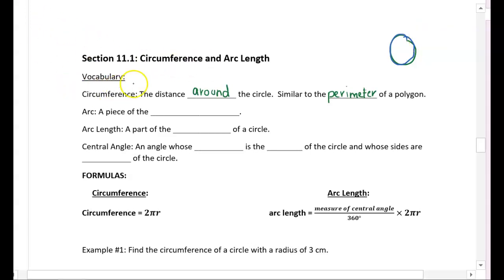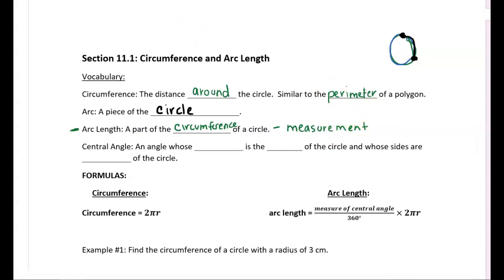Now, an arc is just a piece of the circle. Say we don't want the entire circumference, we just want from here to here. This would be an arc. And the length of that arc, so if we wanted the length from here to here, that's what we would call the arc length. So this is a part of the circle, so a part of the circumference of the circle, I guess. And I want to add that it is a measurement. So it can be feet, it can be inches, yards, miles, whatever, but it is a measurement.